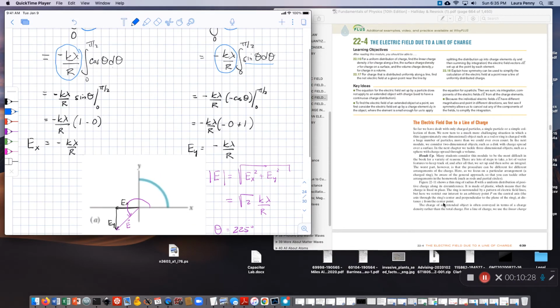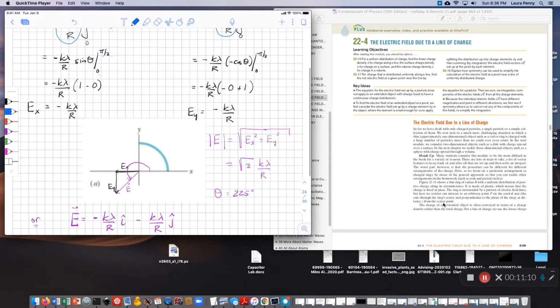Anyways, the integral of the cosine of theta is sine of theta. And then I evaluate it at pi over 2 to 0. Sine of pi over 2 is 1. Sine of 0 is 0. And so I end up with negative k lambda over r. Here, the integral of sine of theta is actually negative cosine of theta. But the cosine of pi over 2 is 0. So we end up with a negative 0, subtract a negative cosine of 0, which is 1, and so I still end up with a negative k lambda over r, which is what we said.